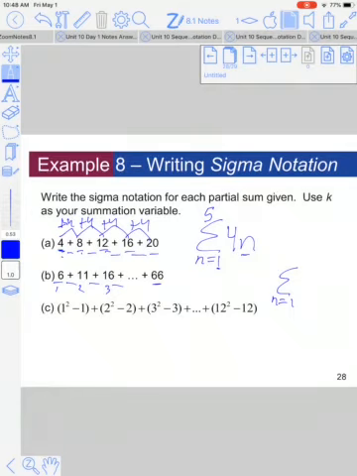For the explicit equation, what am I doing from 6 to 11? I'm adding 5. 11 to 16, adding 5. So every time I'm adding 5. Repetitive addition is 5n. Now if I plug in a 1, I get 5 times 1, which is 5. But I don't want 5, I want 6. So how do I get that? I add 1. Let's see if that works for the second term. 5 times 2 is 10, plus 1 is 11. 5 times 3 is 15, plus 1 is 16. There it is.